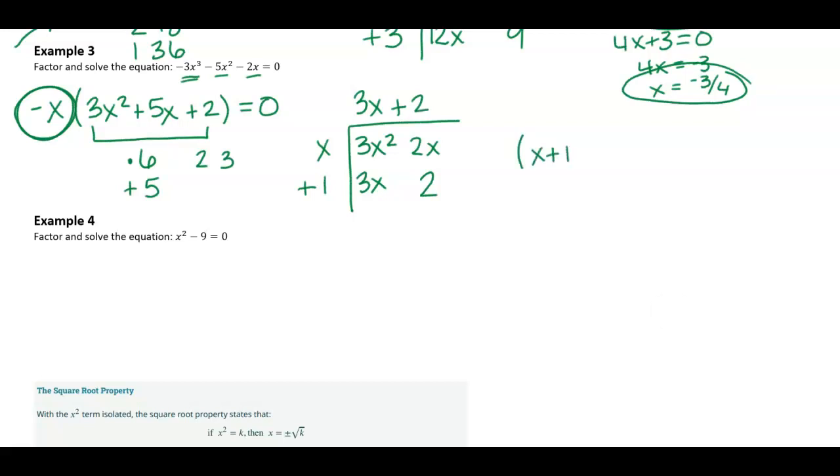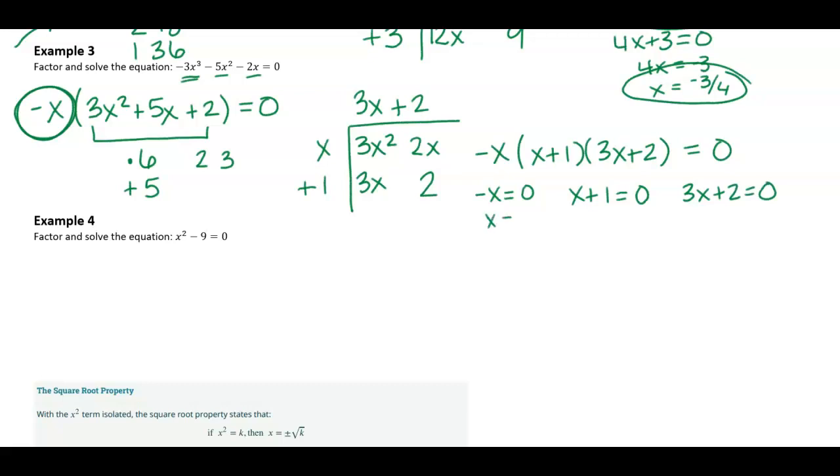And so those are my 2 factors of the quadratic piece, but I need to make sure I don't forget the negative x in the front. I now have 3 different pieces for possible zeros. So x could be 0, x could be negative 1, or x could be negative 2/3.